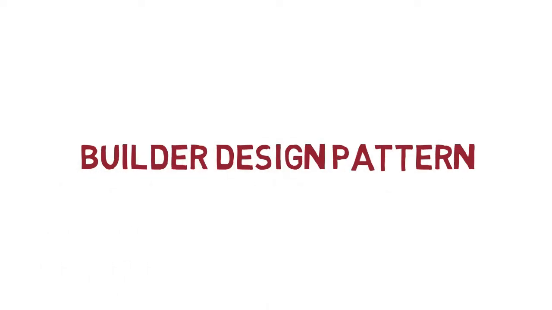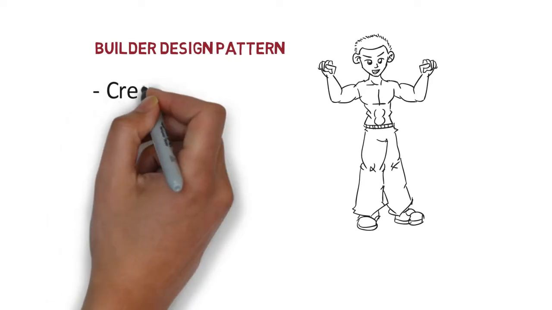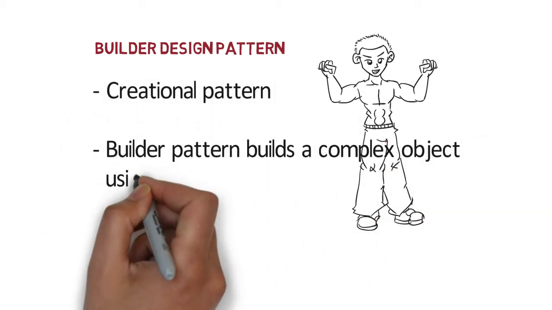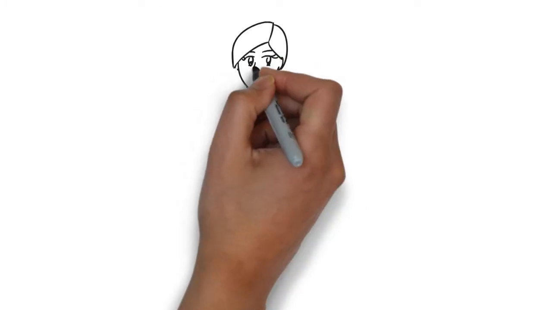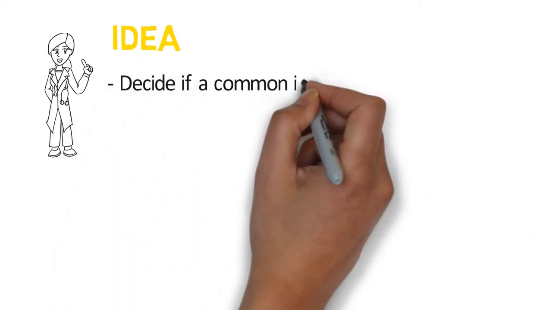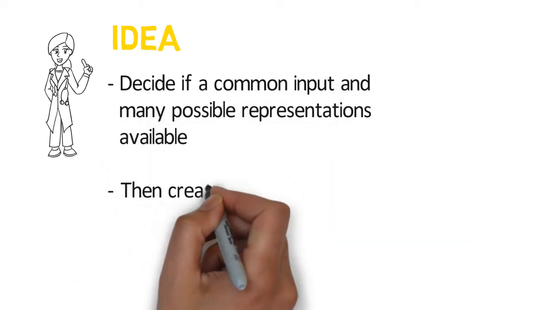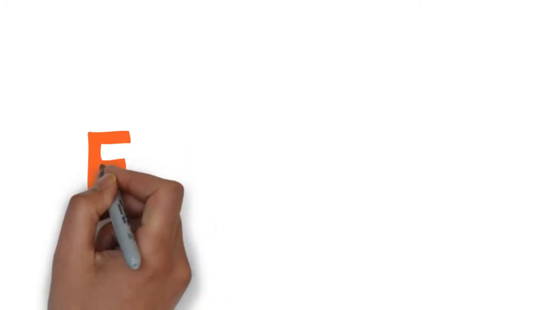Now the builder design pattern is a creational design pattern, and the builder pattern builds a complex object using simple objects using a step-by-step approach. Now the idea of the builder design pattern is, it decides if a common input and many possible representations are available. Now then it creates the complex object using simple objects step by step.